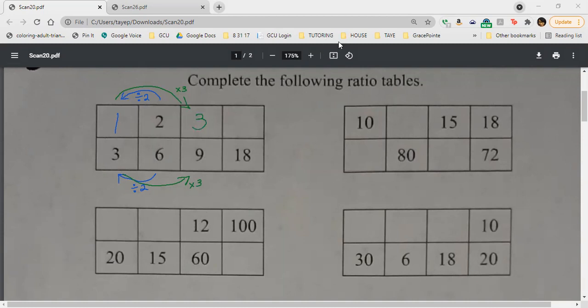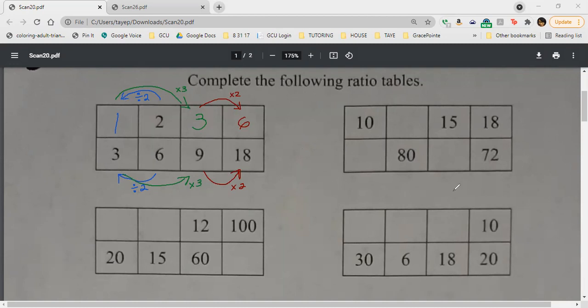Okay, so let's look at this next one. I see that I am going from 9 to 18. That's by multiplying by 2. So I'm going to take the numerator here for this ratio and also multiply by 2. 3 times 2 is 6. So now I have filled in my entire ratio table.